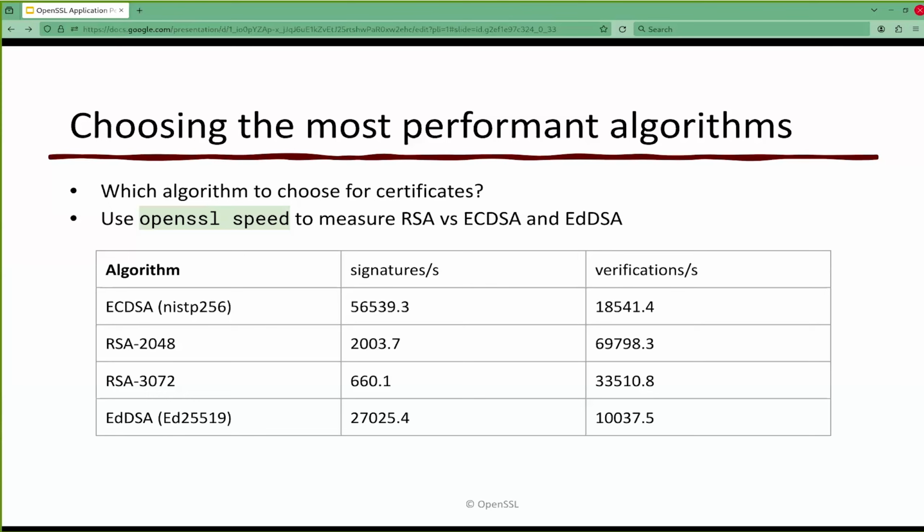For verifications, we can see that RSA is actually fastest, although RSA 2048 does not have the security strength of 128 bits as ECDSA with NIST P256 and EdDSA with Ed25519. For that, you will need RSA 3072, which is even slower, but still the verification speed is quite good.